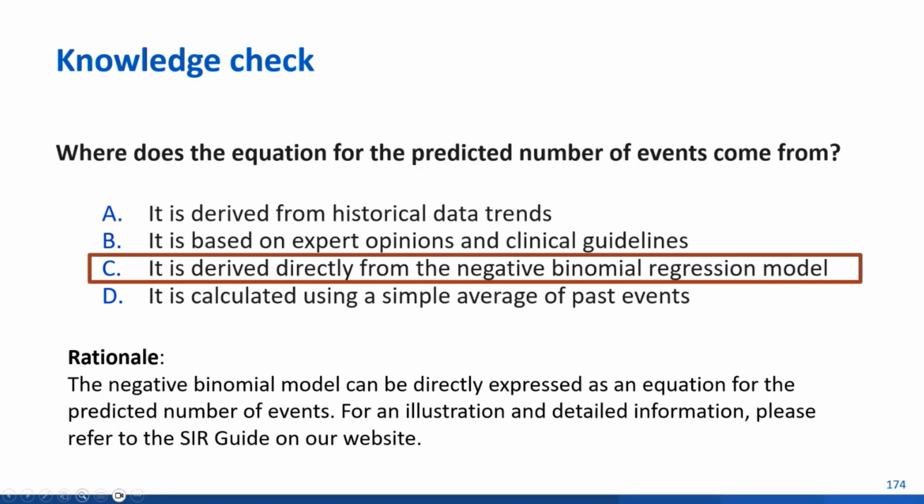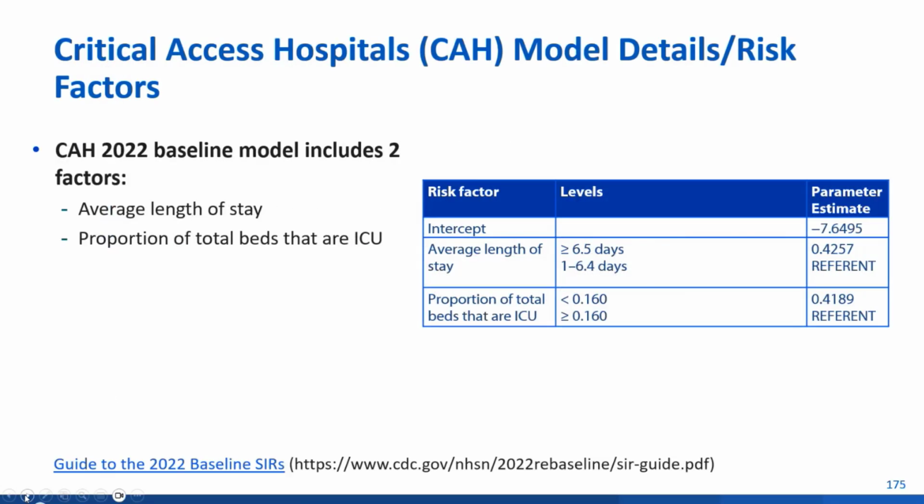The correct answer, it's directly from the negative binomial. And to see this, you can go to the SIR guide and see how that model equation is converted into that predicted number of events. So I'll refer you further to that SIR guide. Okay, you guys know what you're doing. Okay, all right, so next slide, please.